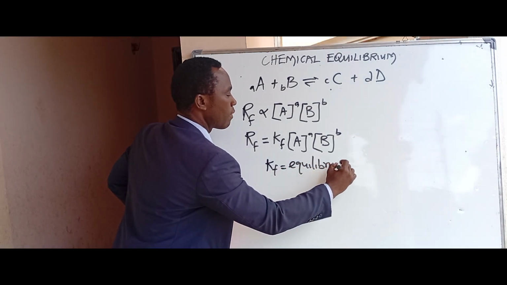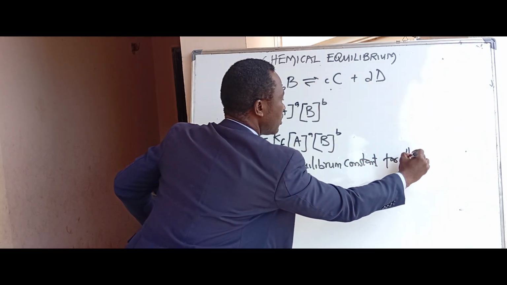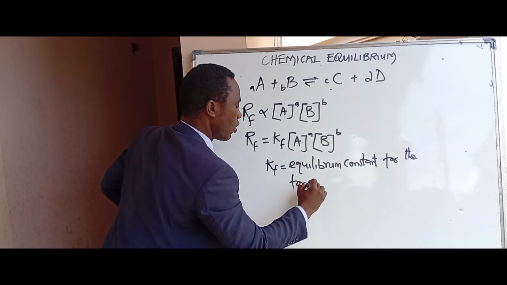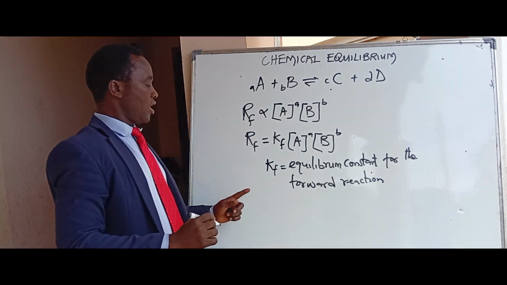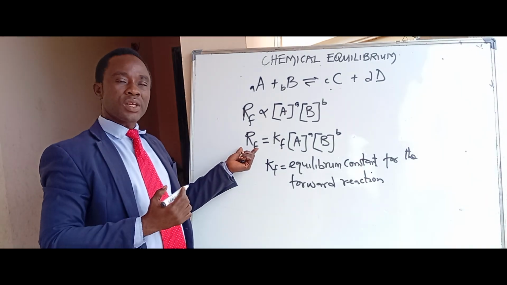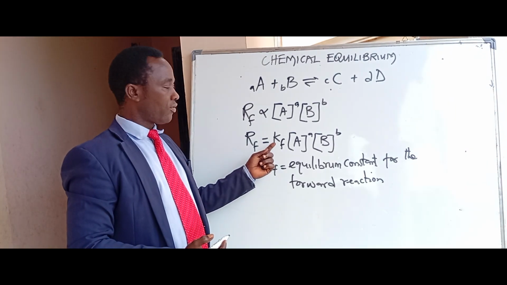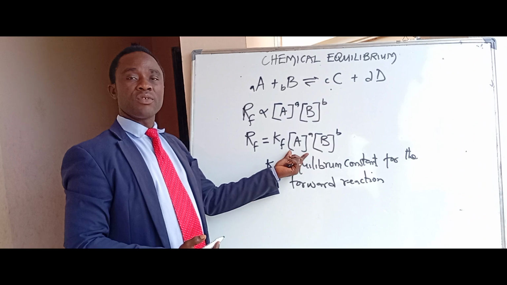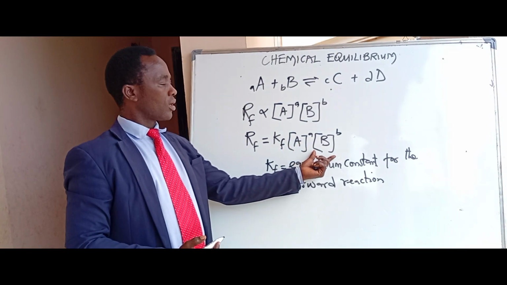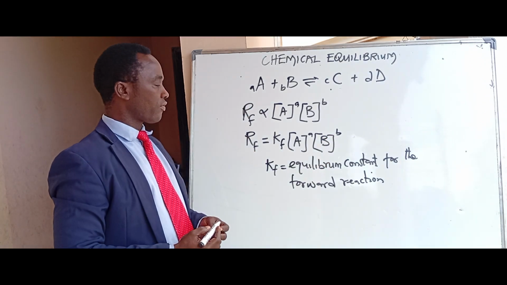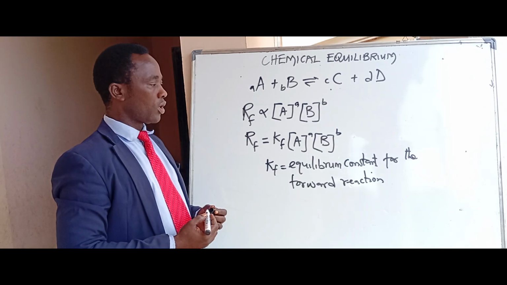Equilibrium constant for the forward reaction. That is my Kf. Remember, my Rf is the rate for the forward reaction. It is equal to the equilibrium constant for the forward reaction multiplied by the concentration of A raised to the power of the stoichiometric coefficient of A, multiplied by the concentration of B raised to the power of the stoichiometric coefficient of B. So this establishes the law of mass action for the forward reaction.